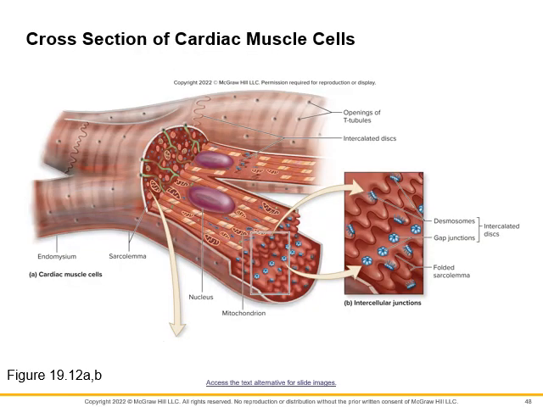Nice image here for you to look at. They're showing you the nucleus. They're showing you all the mitochondria that are in here. They're showing you the thick and thin myofilaments. They're showing you the T-tubules. And they're showing you these communication areas, these intercalated discs. So here are the gap junctions.